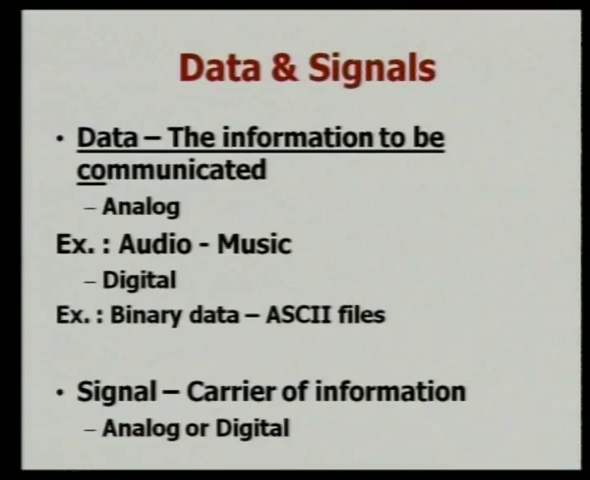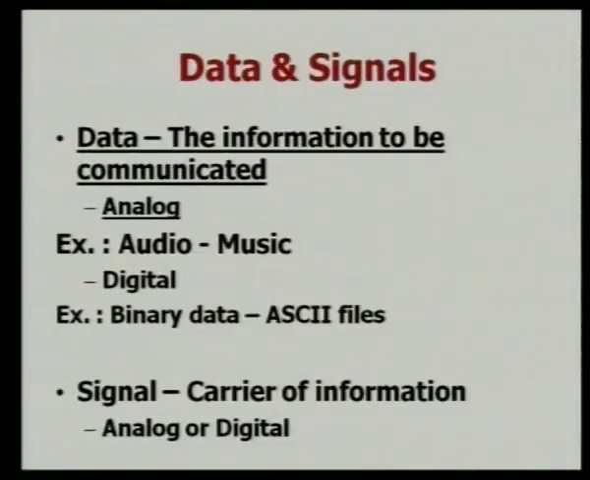So let's first take data and signals. What do we mean by data and what do we mean by signals? Data is the information to be communicated. Now this data could be analog or it could be digital. When you talk of analog data, examples would be audio, music and so on, or video. Wherever there is analog information that needs to be transmitted, we refer to that as analog data.